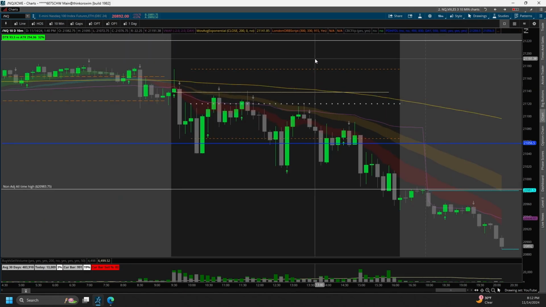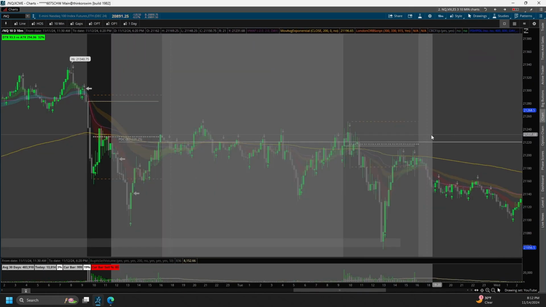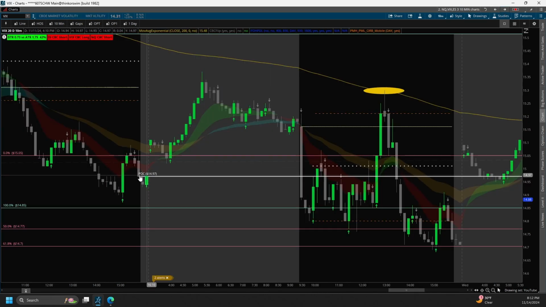And let's go back to looking at VIX and ES. So here's VIX. Here's where we closed. You can see we gapped up overnight. We were holding the bullish EMAs for a bit, and they started to fail.